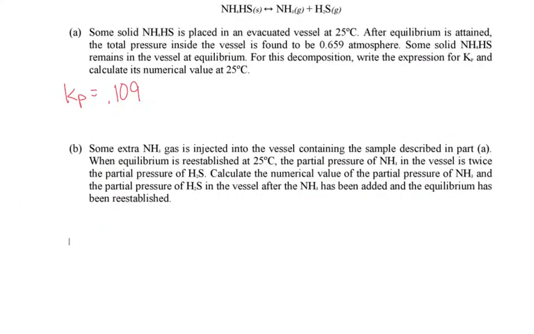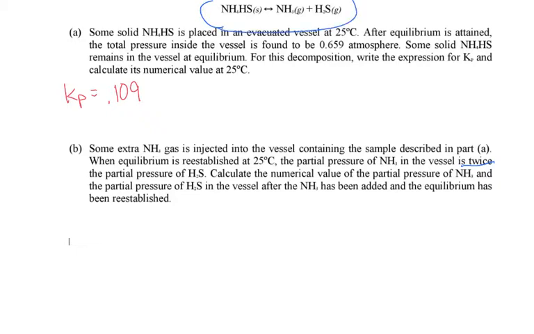Alright, and then whenever we read this next part, part B, it says, okay, well now there's some extra ammonia gas injected into the vessel, and then when equilibrium is reestablished, the partial pressure of ammonia is twice the partial pressure of H2S. So then we have to calculate the numerical value of the partial pressure of NH3 and H2S at equilibrium. So we set up our ICE chart again, and I'm going to refer to this reaction once more.